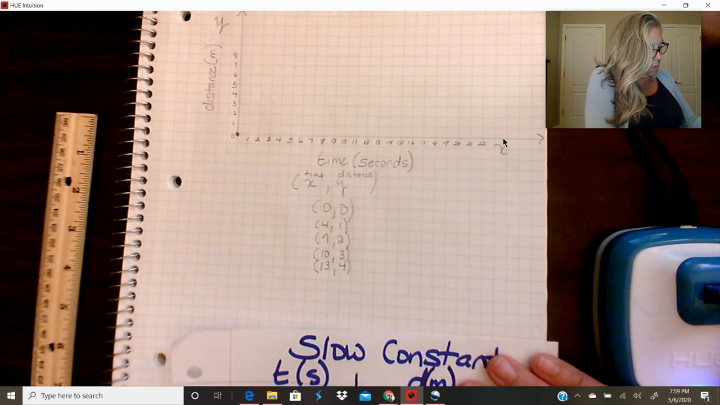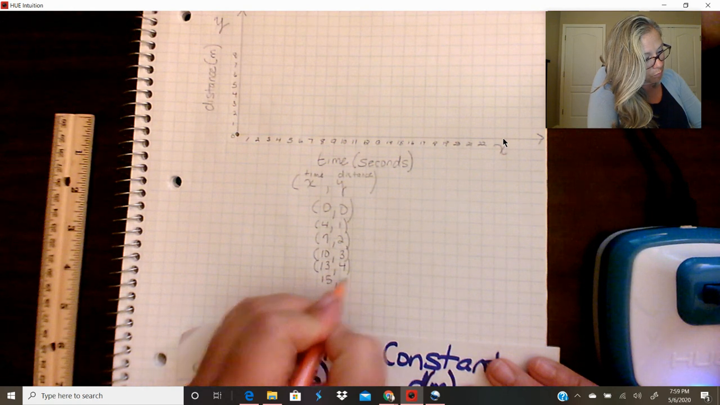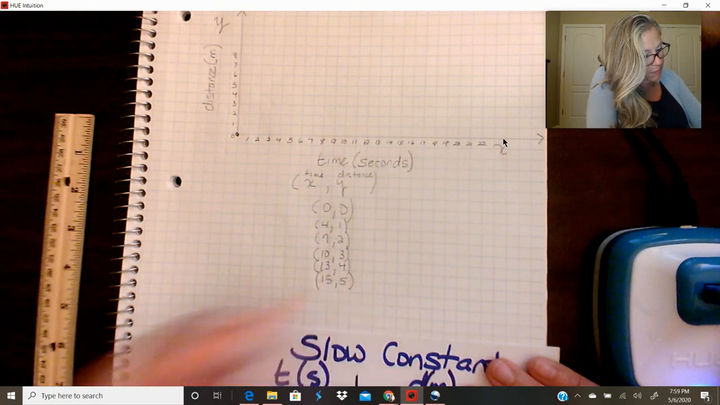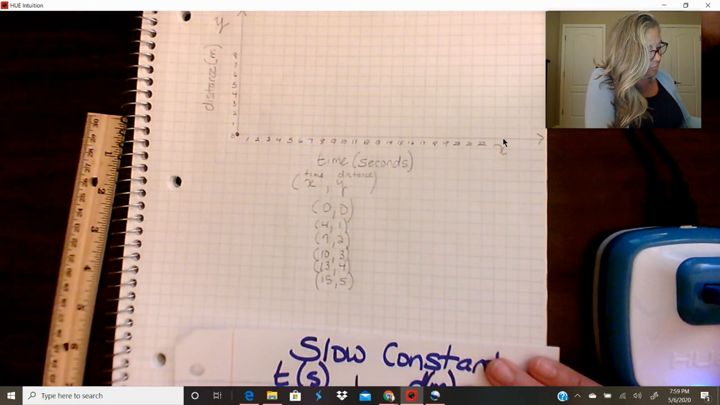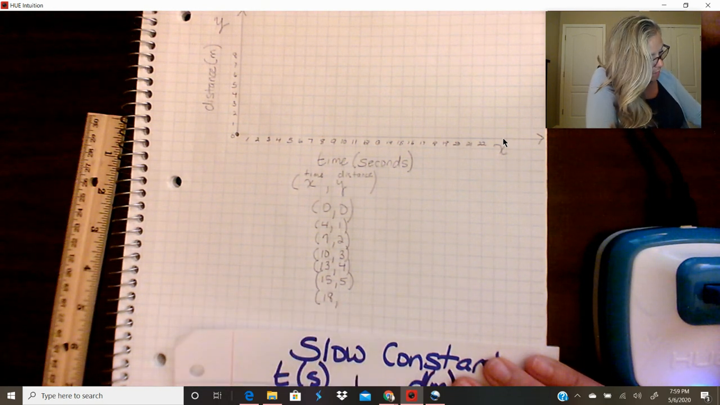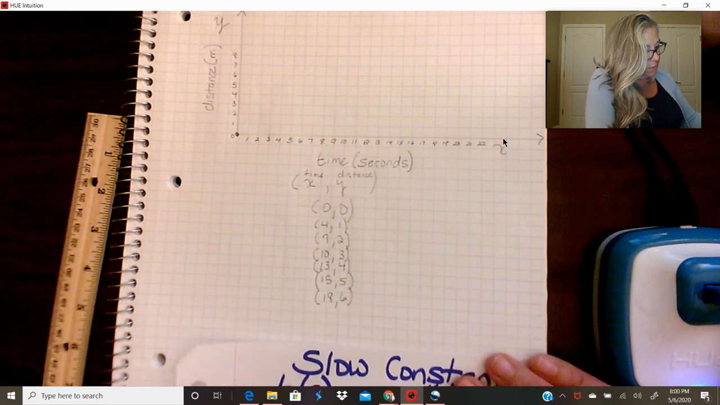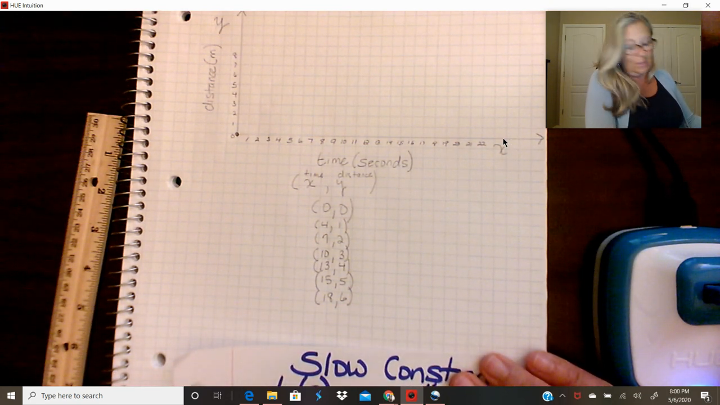All right, the next one is 15, 5. It took 15 seconds for Nick to just go 5 meters. And next is 18 and 6. It took 18 seconds to go 6 meters. So he was walking really slow, y'all.